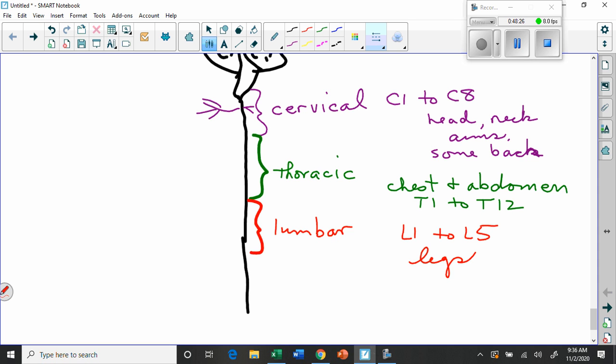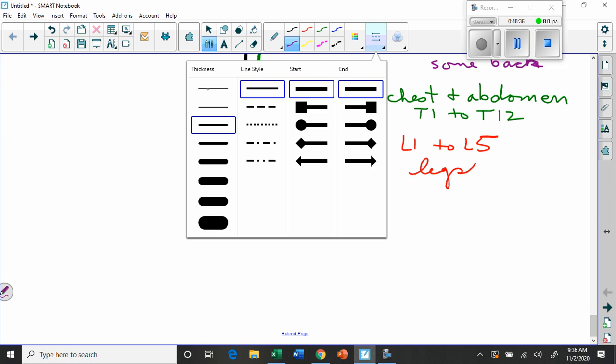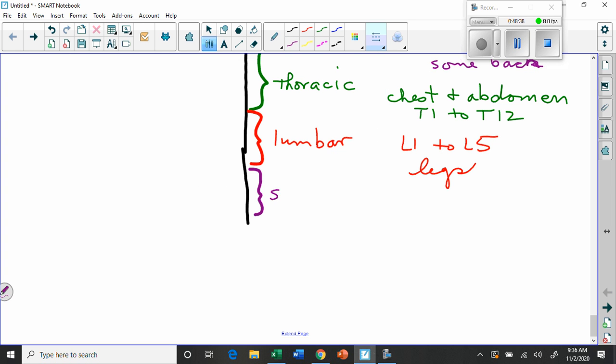Think body parts. The next one is what we call the sacral nerves. Sacral nerves. This would be S1 to S5. And these are right at the bottom. They're basically the bowel, the bladder, and sex organs.